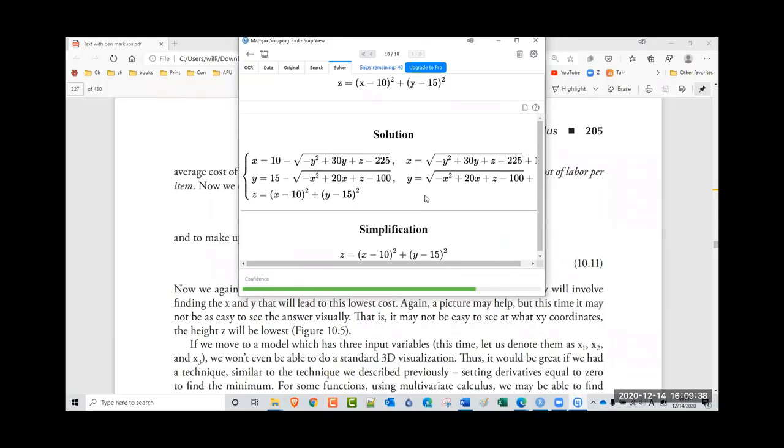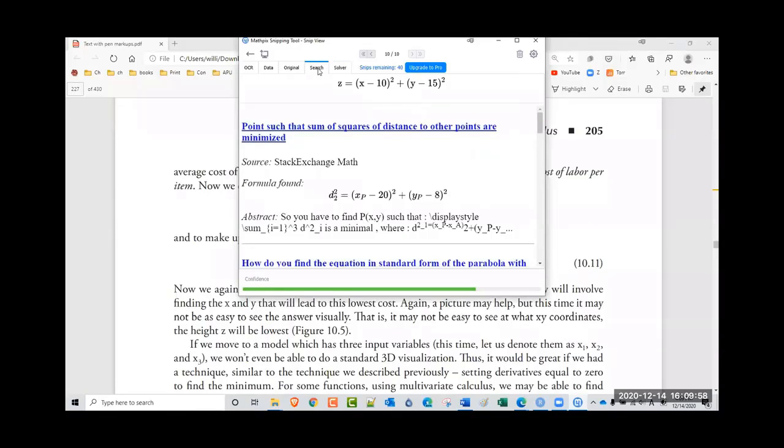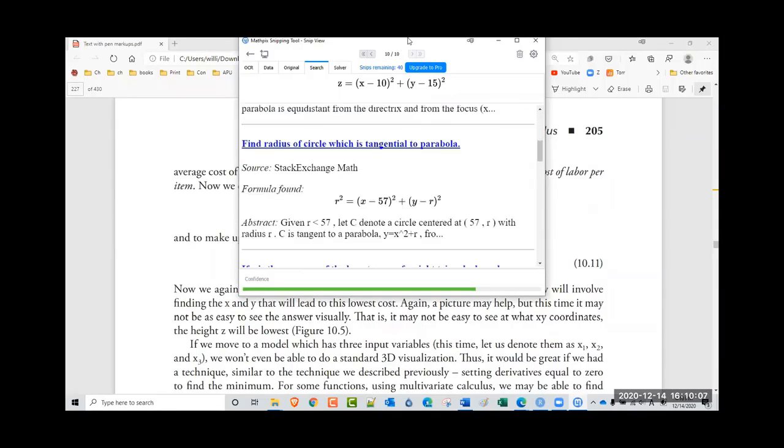You can also do this kind of thing, I think, in Microsoft OneNote. But anyway, you get solutions for it. And you can see where it says snips remaining 40. I only have 40. And I don't know, what does search do? Oh, it searches on the web maybe to find something similar or examples and so on. That's nice. Okay, so this is a nice tool called MathPix Snipping Tool. And they make you sign up for it, but you can do that.